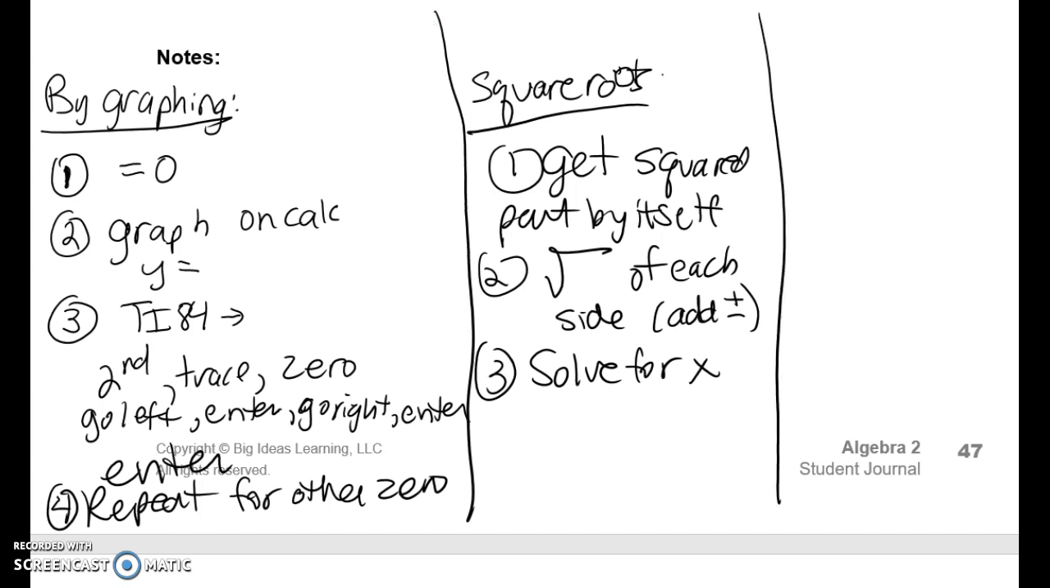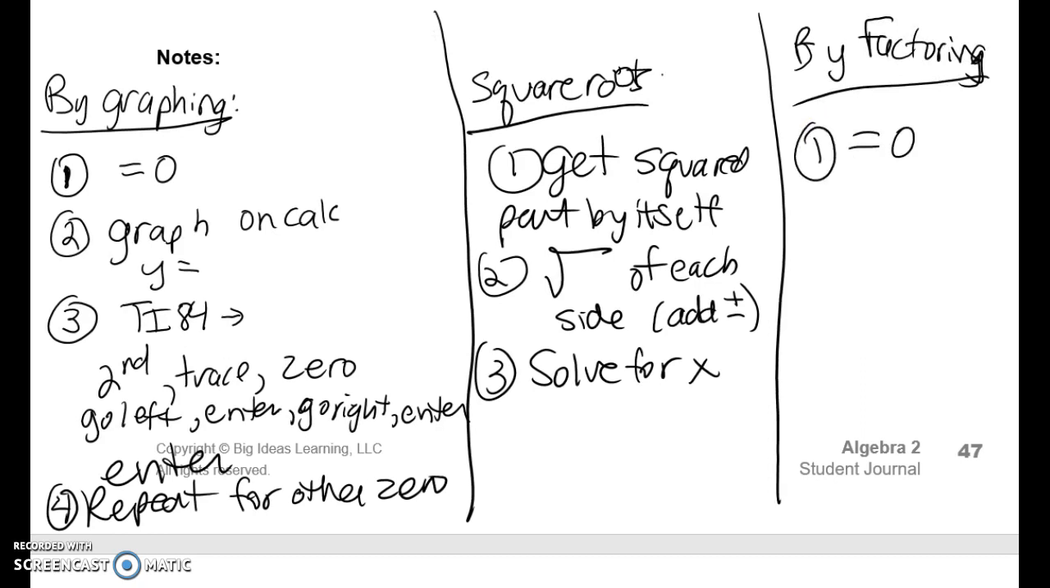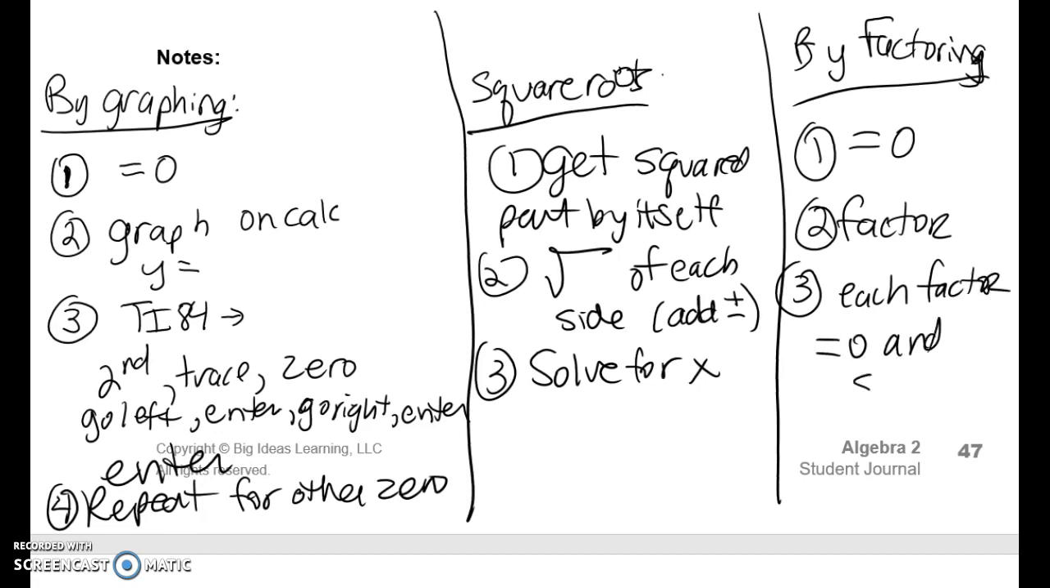Our last method for this video is by factoring. To solve by factoring, first you want to equal the equation to 0. Then we're going to factor the equation. Once you factor it, you make each factor, or each of the smaller parentheses, equal to 0, and then you can solve them.